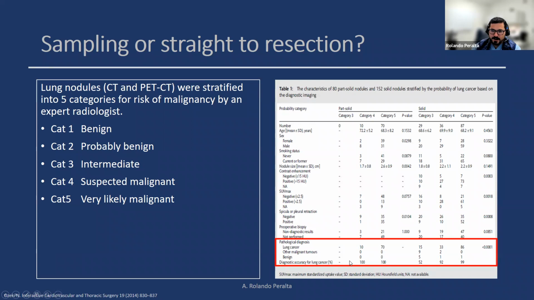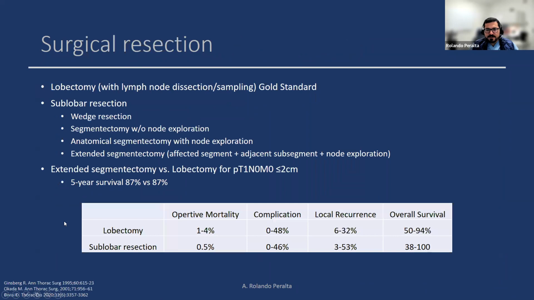So let's talk a little bit about resection. We're not surgeons, but we need to understand what it is that they do when we send a patient for resection. Generally speaking, there's lobectomy and there's sublobar resection. Lobectomy is lymph node dissection and removal of the whole lobe. That's the gold standard. And sublobar resection can mean multiple things, right?